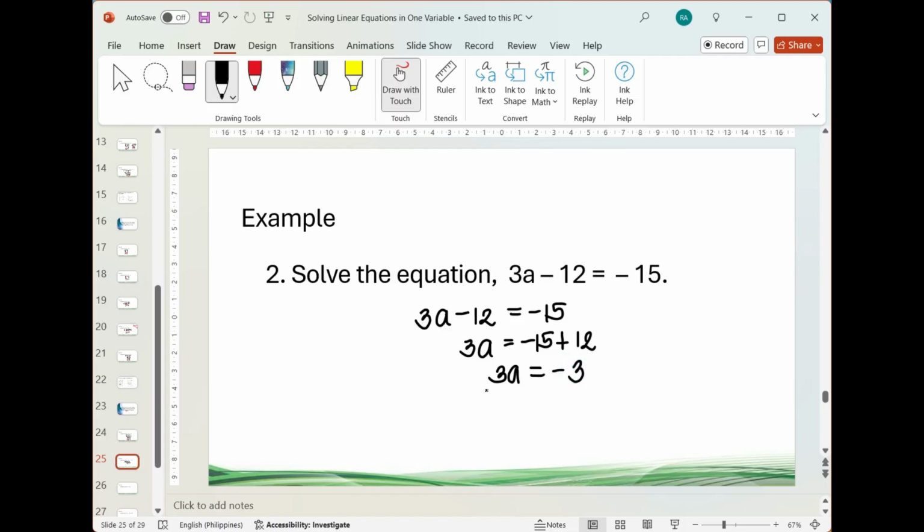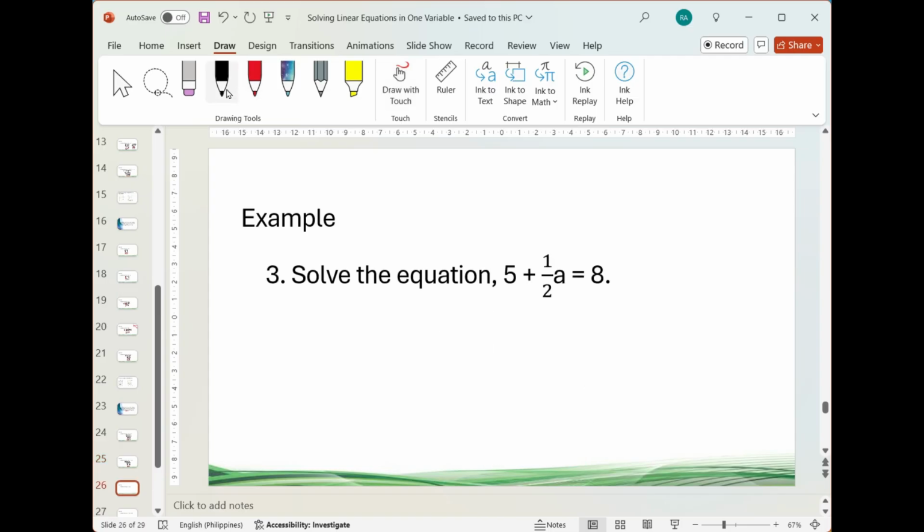So, dahil okay na siya, wala na tayong i-simplify, pwede na natin gamitin si DPE. So, dahil 3 yung coefficient ni A, so, di-divide natin both sides of the equation by 3. So, 3 divided by 3 is 1. So, ito magiging A. Negative 3 divided by 3 is negative 1. So, therefore, A is equal to negative 1. Okay, another example. Let us solve the equation 5 plus 1 half A is equal to 8.